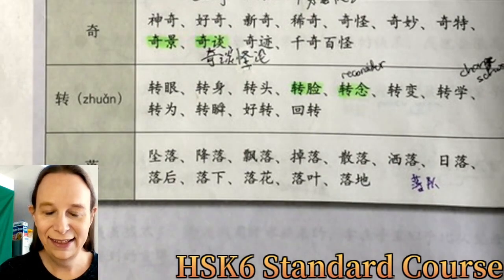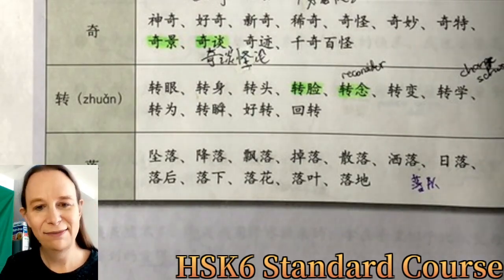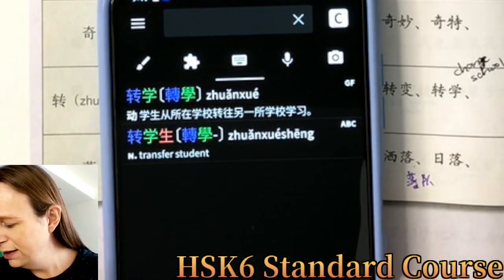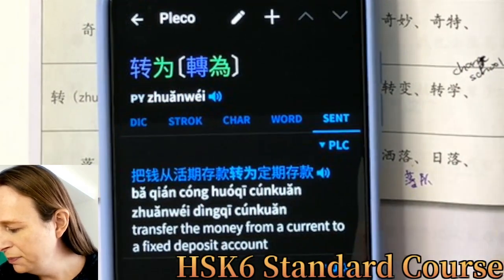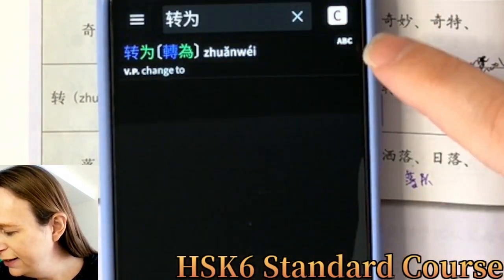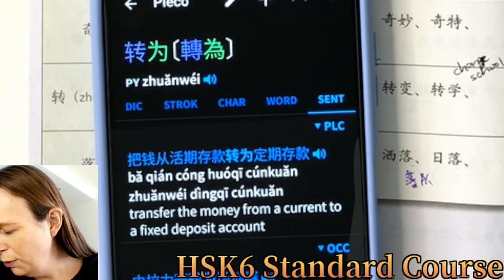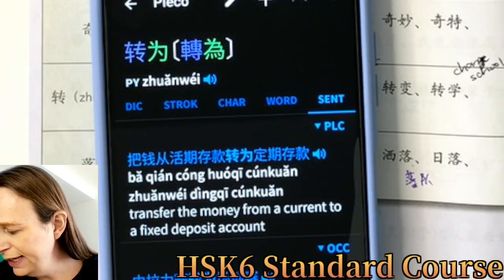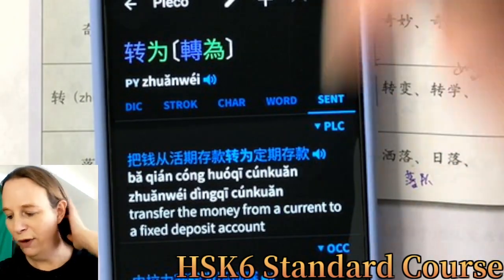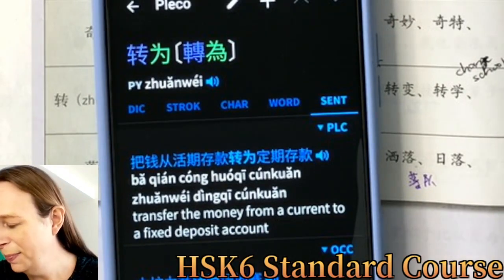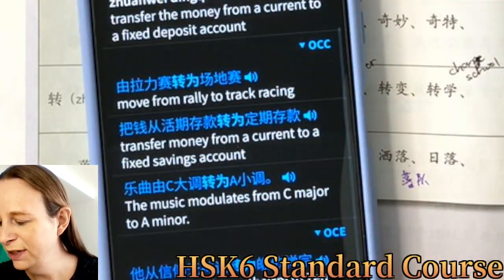Okay, 转为. Yeah, this is like transform into, right? 为 means into or becoming, right? Kind of like, so changed so that it is, so change to. Looks like this is not a very common phrase if there's nothing in the dictionary. 把钱从活期存款转为定期存款. Okay. This feels like it's just two words to me. 转 is a word and 为 is a preposition. 转为. Okay, so diverted to. Not changed, but diverted to.